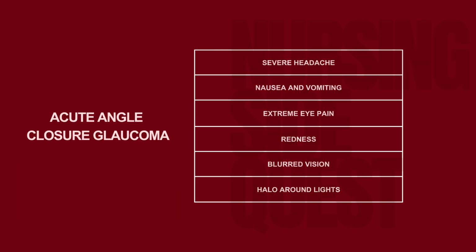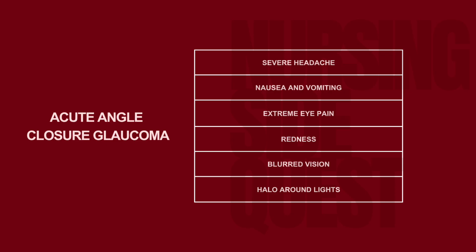Right. And another sudden hardware-level emergency is acute angle closure glaucoma. Because regular glaucoma is usually a slow process, right? Right, but this acute version is dramatic and violent. The presentation is intense. We are looking at a severe headache, nausea and vomiting, extreme eye pain, redness, blurred vision, and the patient seeing distinct halos around lights.